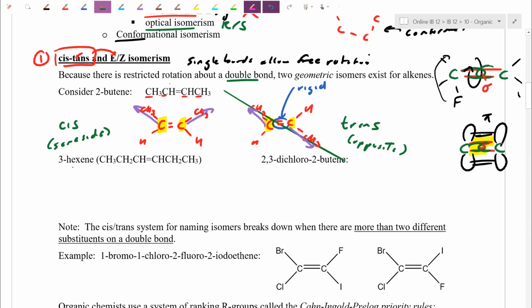We have 3-hexene. So we have 6 carbons in a row. Starting from position 3 over to position 4, we start having a double bond. We want to focus in only on the 2 carbons involved in the double bond. That's the part that doesn't twist. What else are they holding? This carbon is holding an ethyl group. The other attachment that I don't show you here is actually hydrogen. This one here is similarly holding an ethyl group and a hydrogen. If the hydrogens happen to be on the same side, cis.